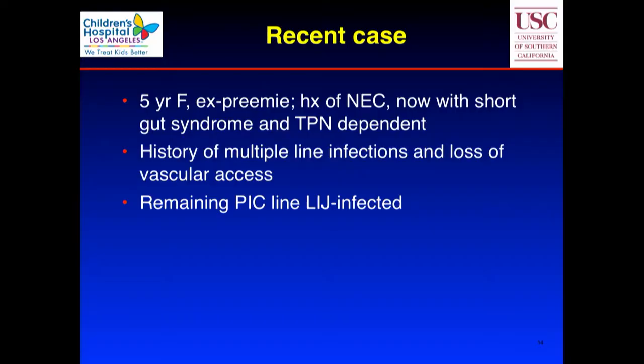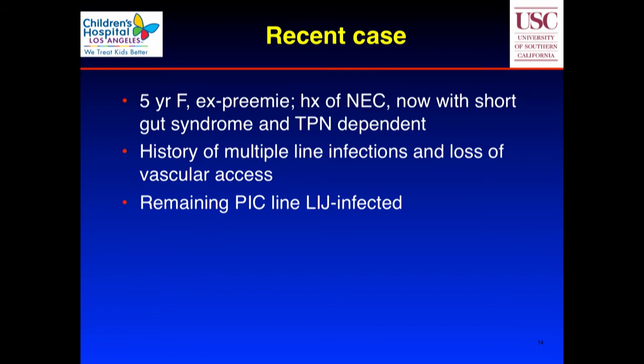So here's a recent case. Now again, to me, this was the case that actually got me thinking about how this goes beyond cardiac patients. This was a 5-year-old girl, ex-preemie, had NEC, necrotizing enterocolitis. So as a result, the surgeon took a lot of gut away. So she had short gut syndrome. She needed TPN for probably all of her life.